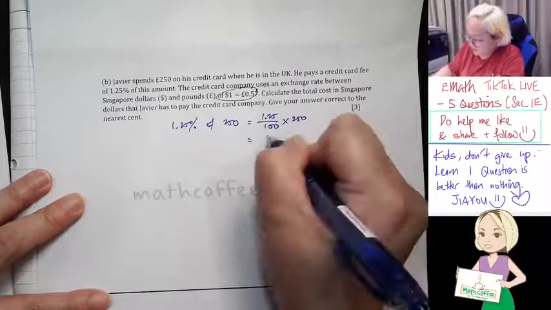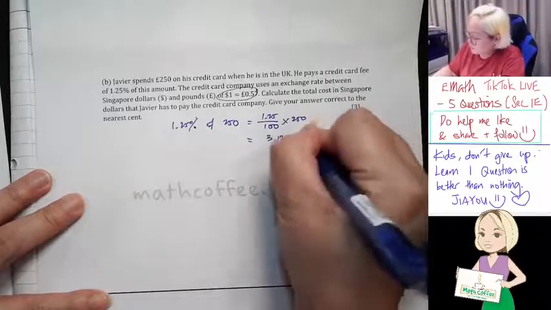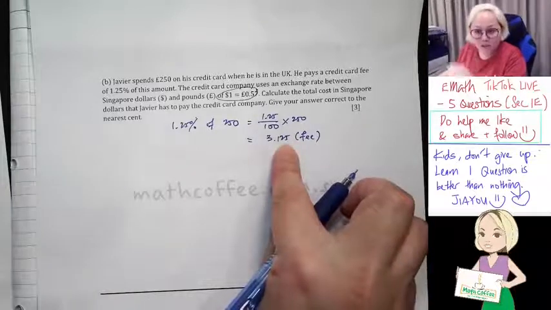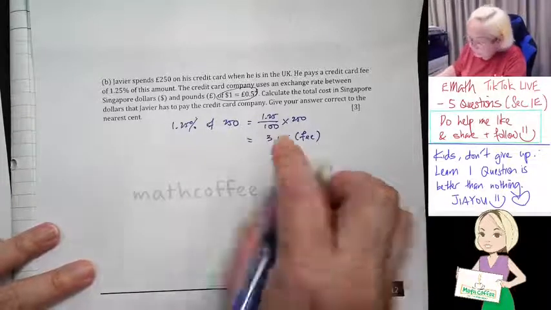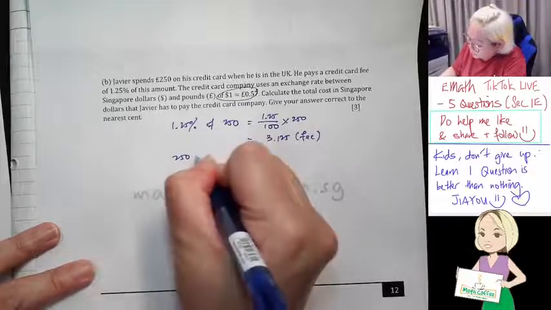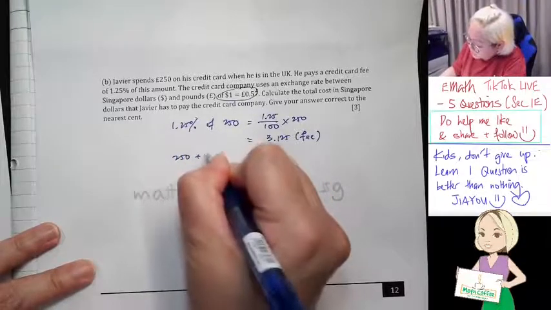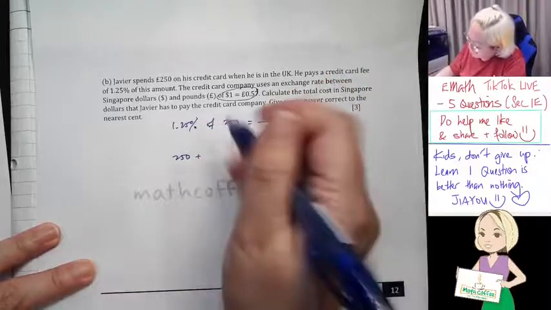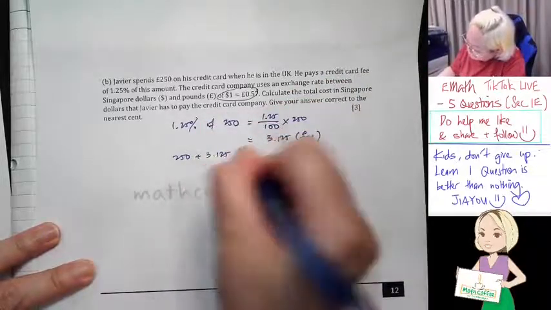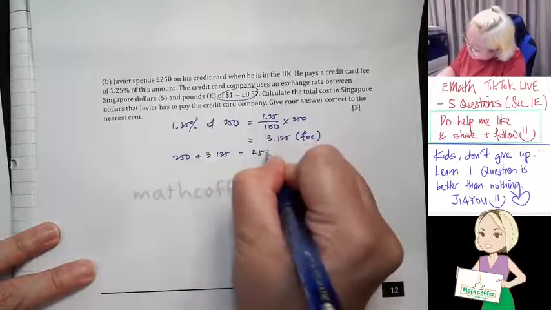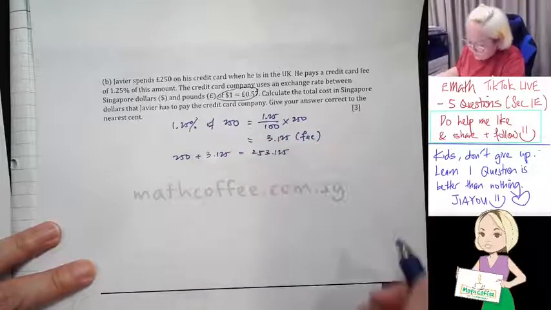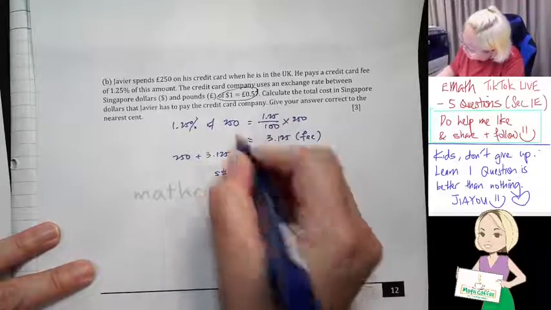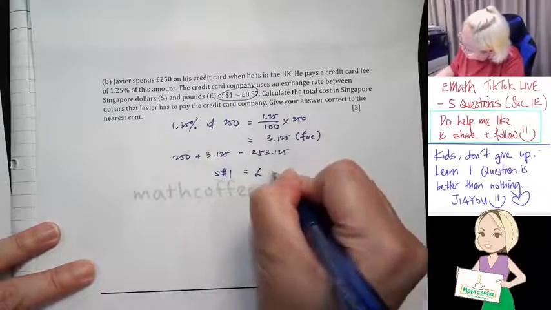Press calculator, you get 3.125. So I just put a bracket here to remind myself this is the fee. Okay? And then after that, the total amount that he has to pay is the 250 plus the 3.125. So it's 253.125.